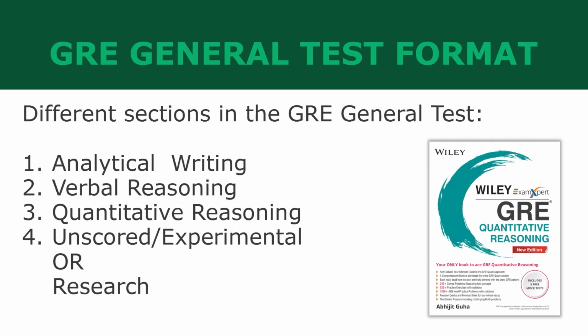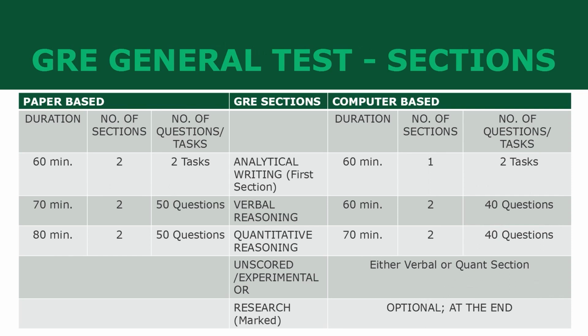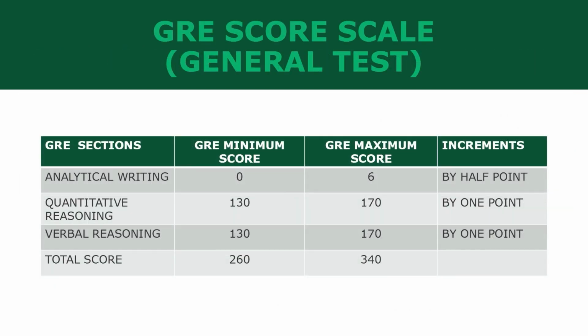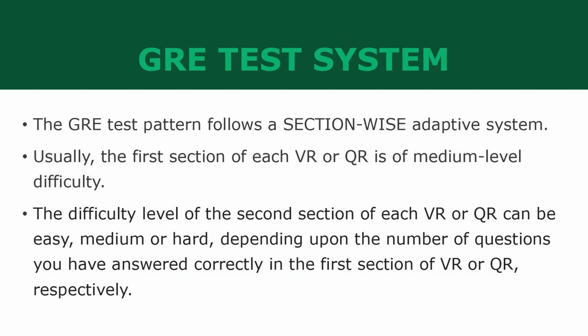Here you can see the different sections in the GRE General Test. We have already come to know that there are 5 sections, but sometimes there may be 6 sections also. Let us understand the different sections that appear in the GRE General Test through this table. Let's see the GRE score range for different sections, with the total minimum score of 260 and maximum of 340. Now, let me give you a brief about the GRE test system in the next 3 slides, which will enable you to make your strategy for the test.